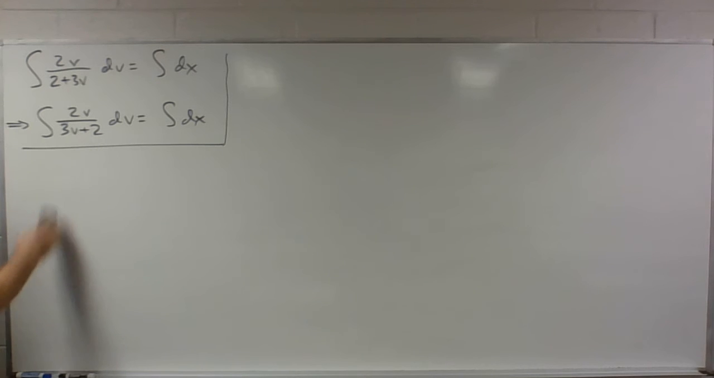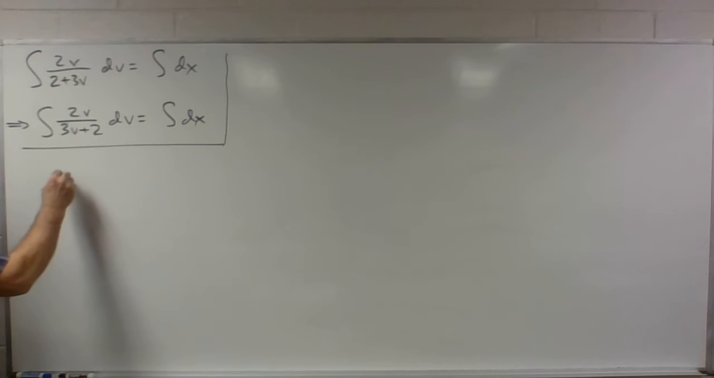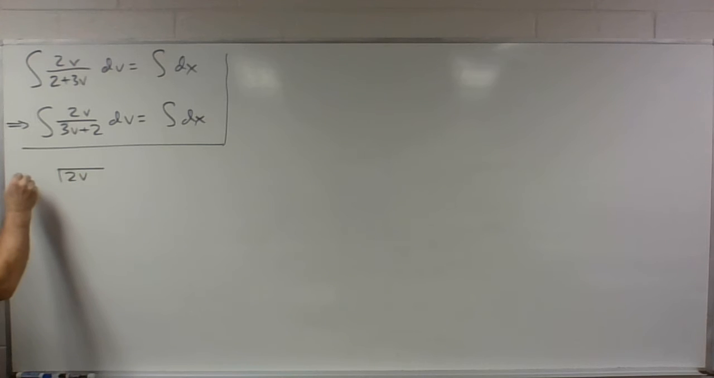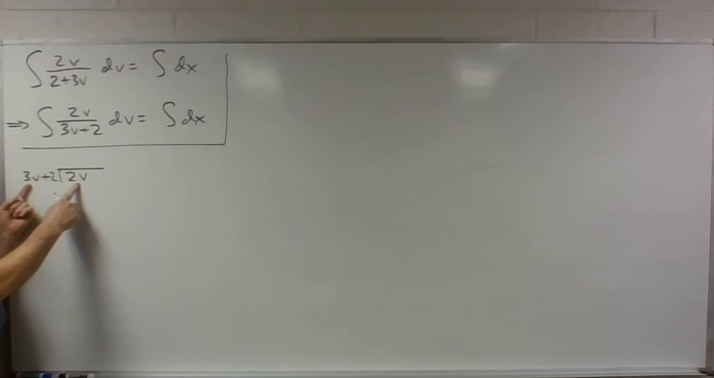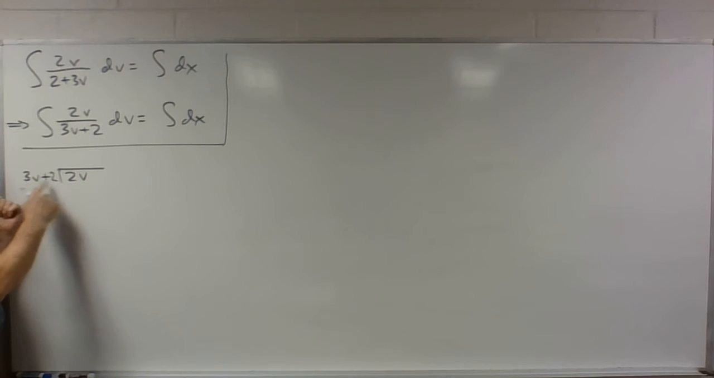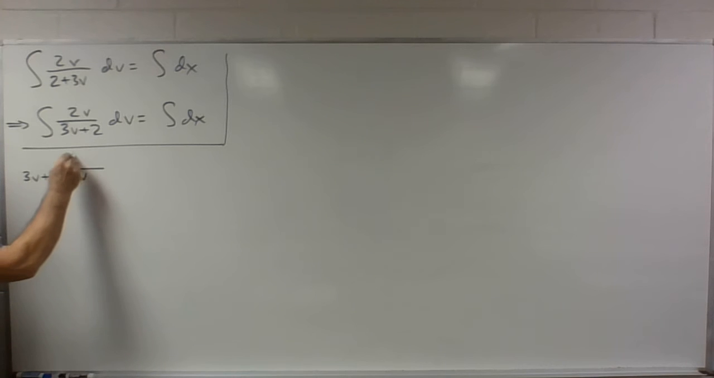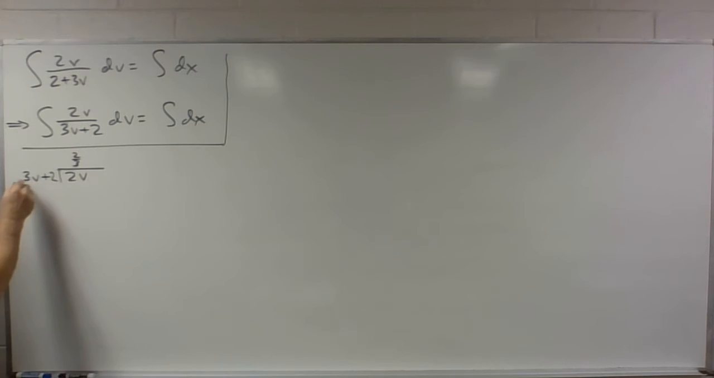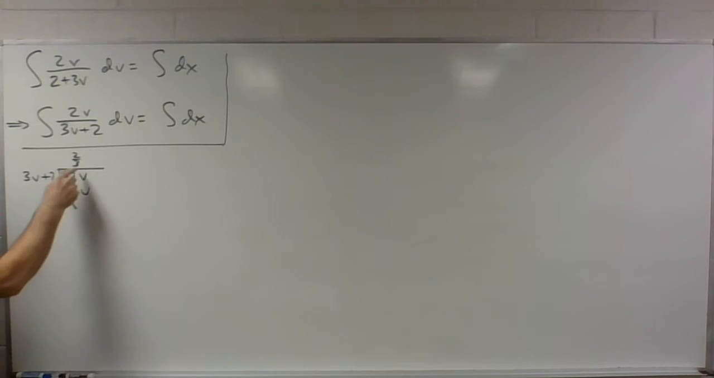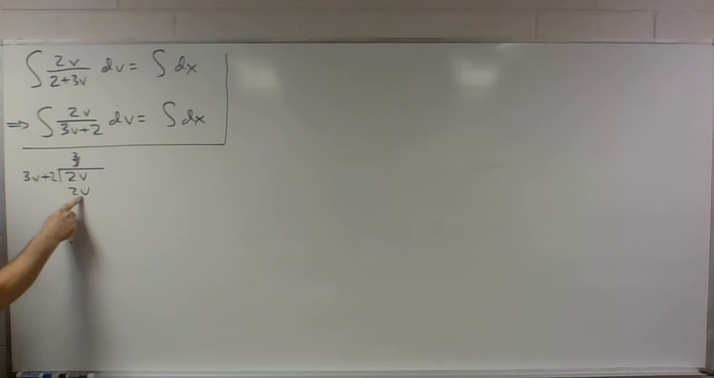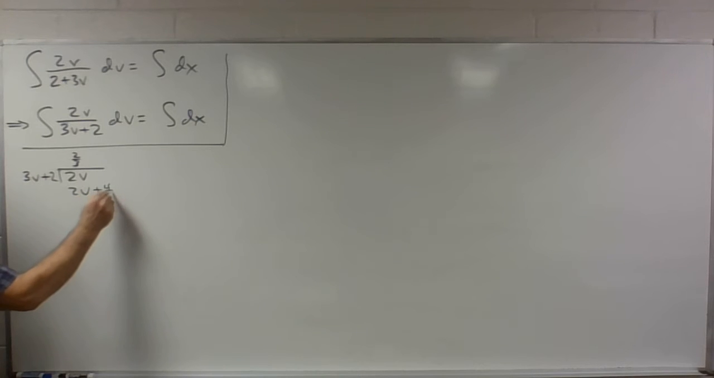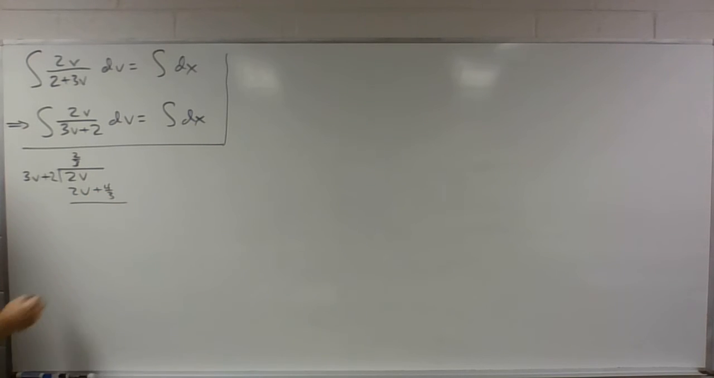Let's see, I am dividing 2v by 3v plus 2. And I look at the leading terms of both polynomials. 3v goes into 2v 2/3 times. 2/3 times 3v is 2v. 2/3 times 2 is 4/3. And I subtract, I get negative 4/3.